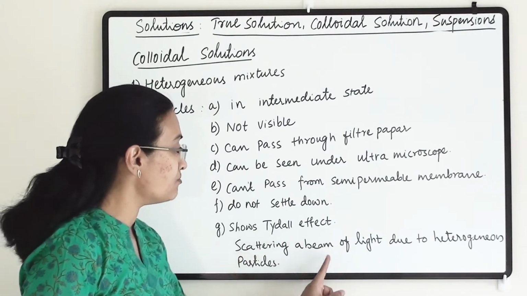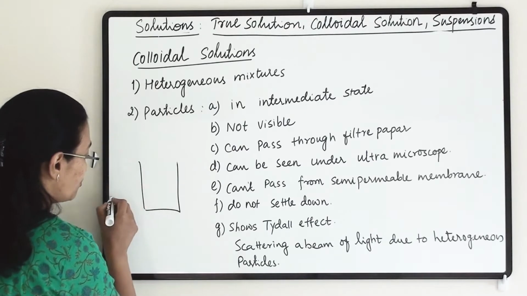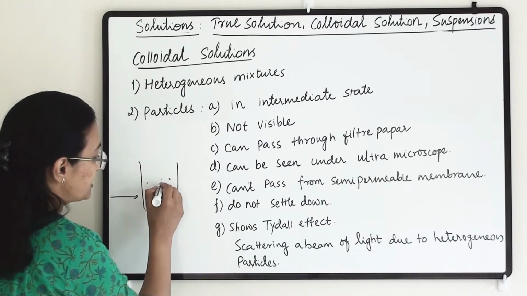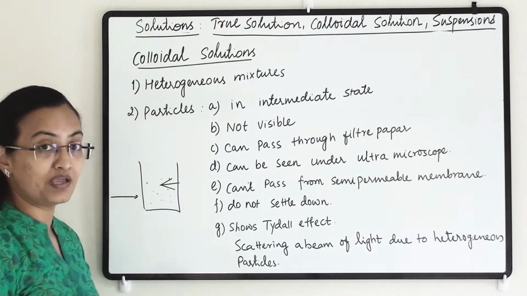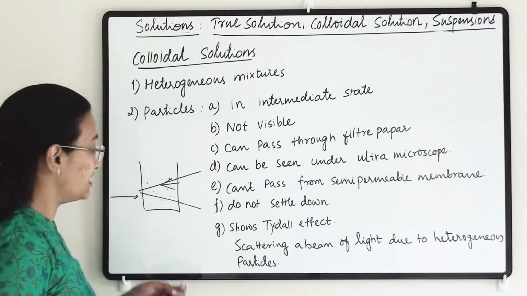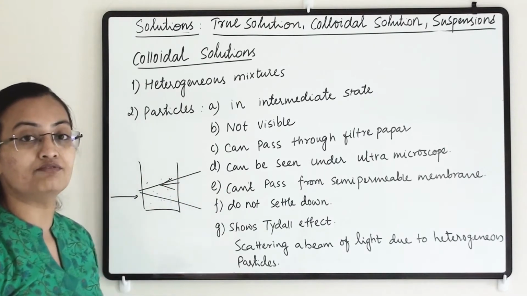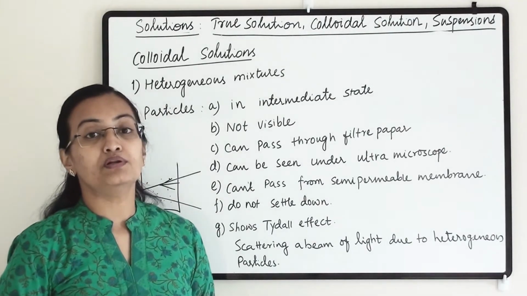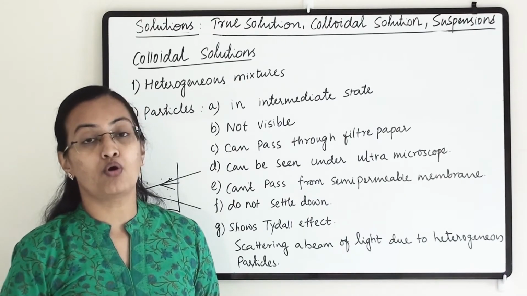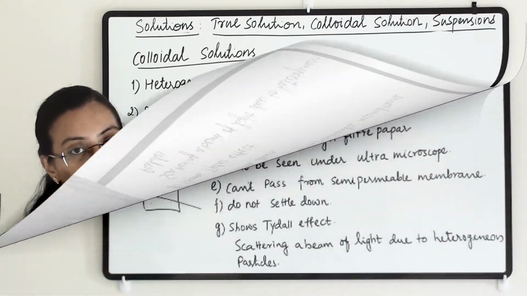So it is the scattering of a beam of light due to heterogeneous particles. These particles are big enough, so when we throw a beam of light through this solution, the particles remaining in the solvent scatter the light, and that's why the path of light is visible. If we keep a torch here, the path of light will be visible throughout the solution. That effect is known as the Tyndall effect. As an example of a colloidal solution, we can take milk drops in water. That is a perfect example of colloidal solutions. So these were the characteristic properties of colloidal solutions.